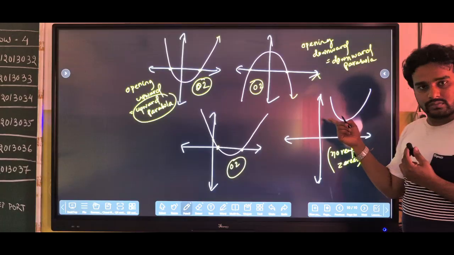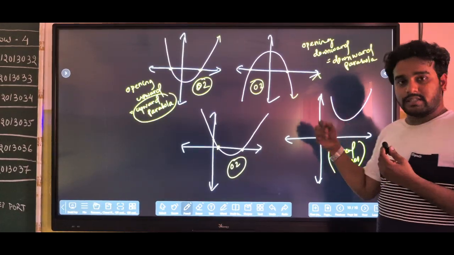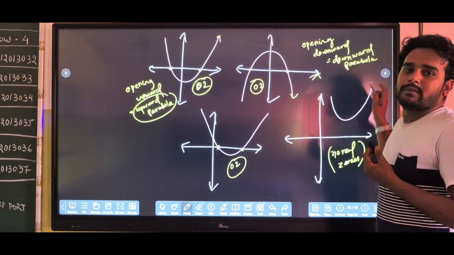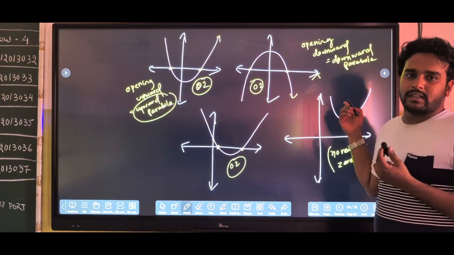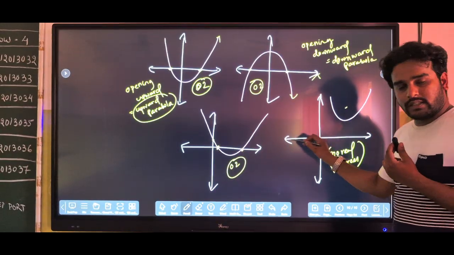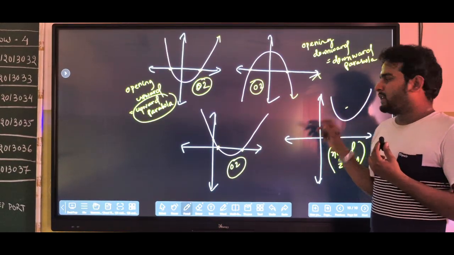But it has zeros. इसका solution है. But it is imaginary. It is a complex number, you will understand in class 11. इसका भी zeros है, alpha and beta are there, but they are not real. They will be imaginary numbers. So it is not intersecting the real axis, that is the x-axis.